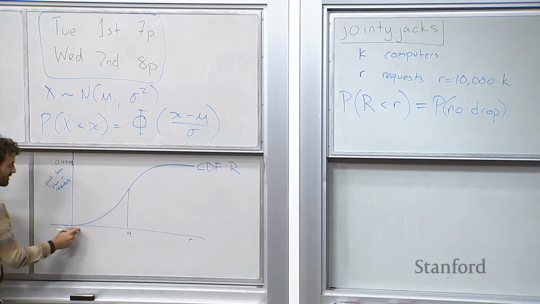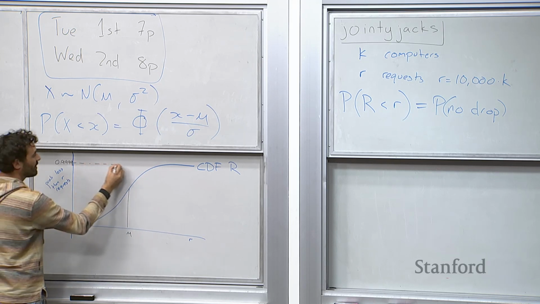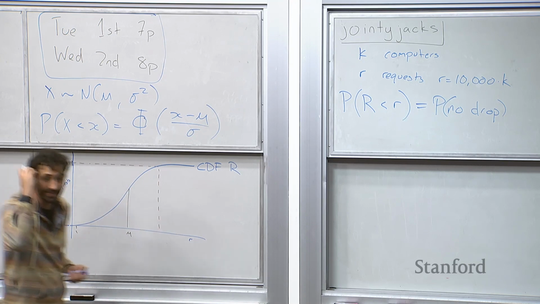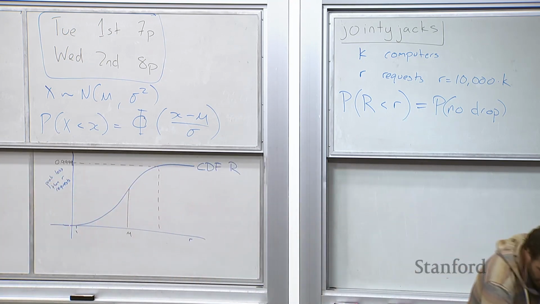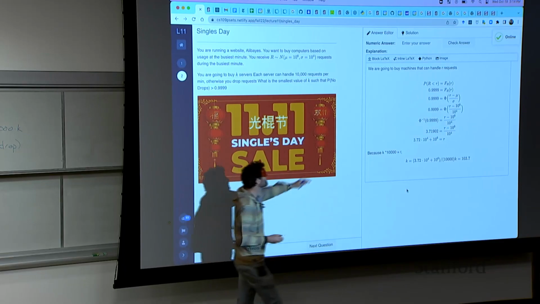As R is really small, the probability that you get less than 2 requests is basically nothing. But eventually there will be a number such that the probability you get less than R requests will be equal to 0.9999. The way I wrote this up, I actually took a moment and wrote it up as if it were a problem set question. I said, the probability that R is less than R, that is how you define the CDF, and use the capital F to be CDF.